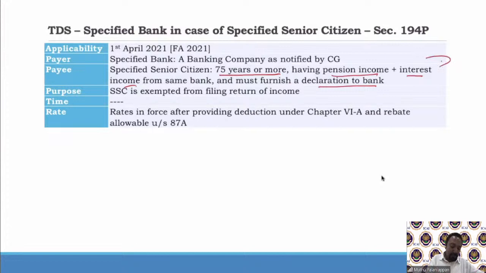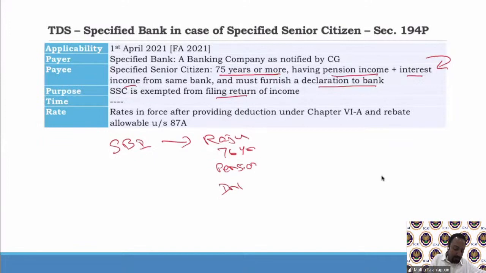So if a bank is paying interest to such persons, then on that amount, the specific senior citizen shall not be required to file the return of income. So let's assume the State Bank of India is paying Raju, who is 76 years old. He has pension and interest. Now, when paying Raju this pension and interest, SBI shall deduct TDS for the whole income.